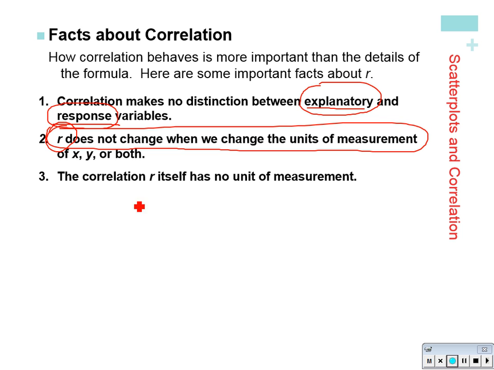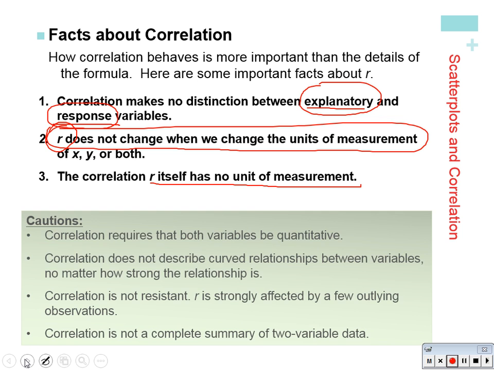And the correlation value, R itself, has no unit of measure. So for instance, if we were doing a scatter plot and we were measuring our data in inches, we wouldn't say that the correlation value for something is 0.5 inches. We would just say the correlation value is 0.5. R has no unit of measurement.